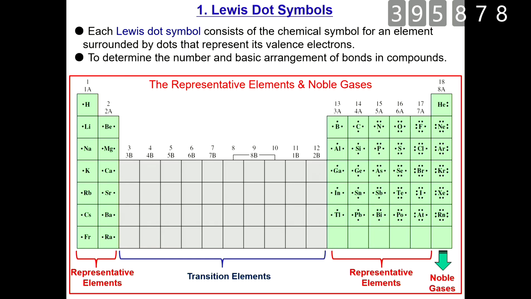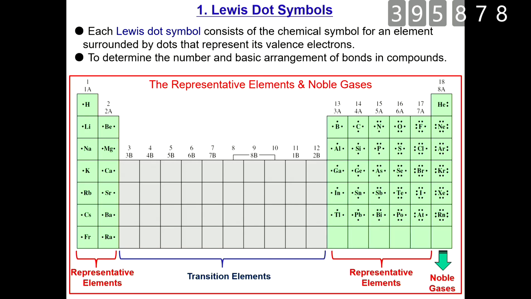So from here we can see that 1A has only one valence electron, so we just use 1 dot. And the 2A elements have 2 valence electrons, so we use 2 dots. And this is 3, 4, 5, 6, 7. And of course this has 4 orbitals. So this way is called Lewis dot symbols.